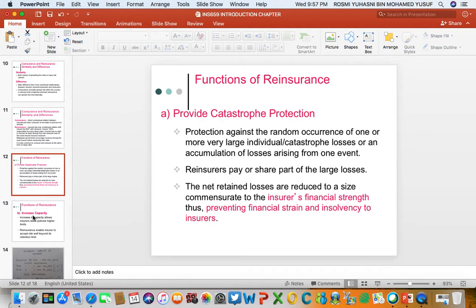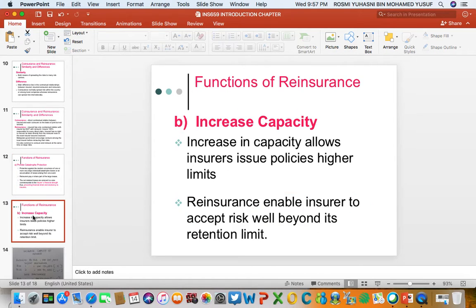Second is to increase capacity. If you can recall the point which I mentioned from the first slide, increase capacity, because insurer has limit. They have limited capacity. They cannot accept any risk. Whatever risk that they can accept depends on their capital level. Okay, so increased capacity allows insurer to issue policies of higher limits.